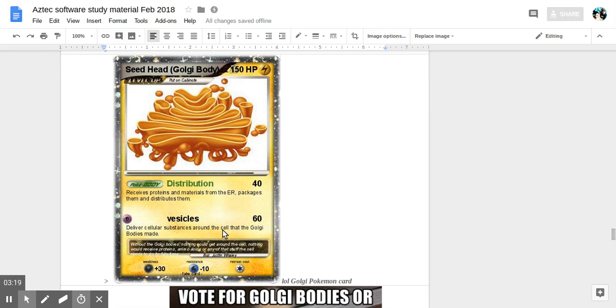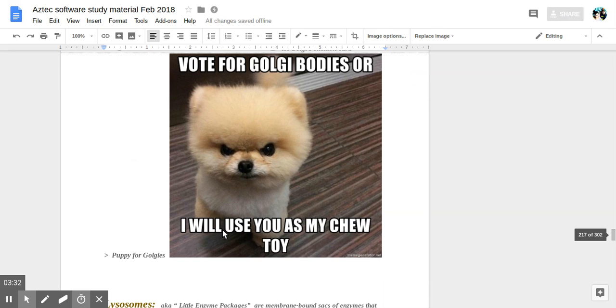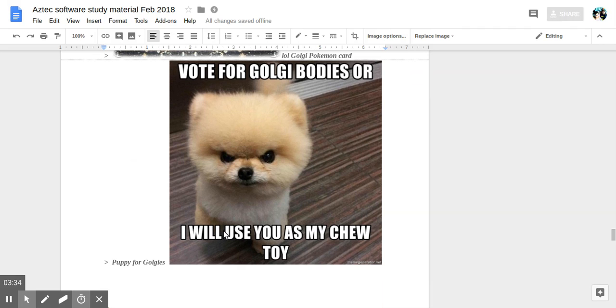Without the Golgi, nothing could get around the cell. Nothing would receive proteins or lipids or useful molecules. Also, nothing would leave the cell. So, go vote for Golgi bodies, says the puppy.